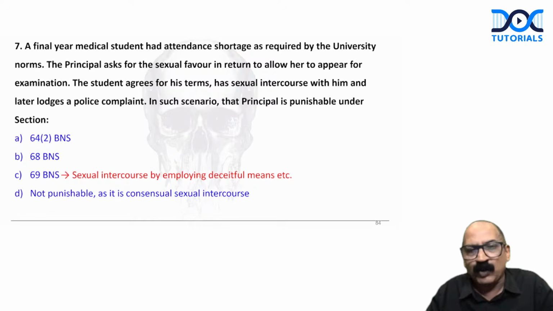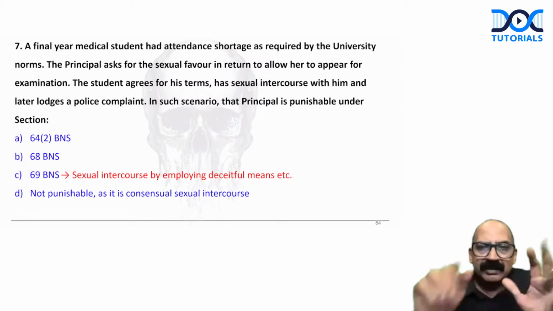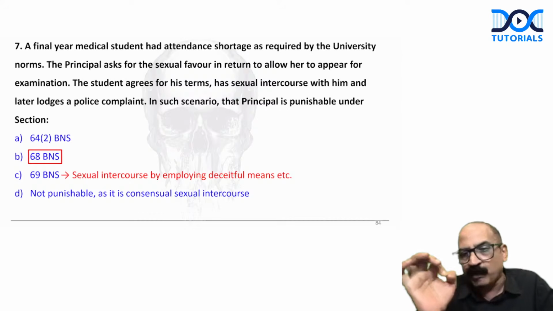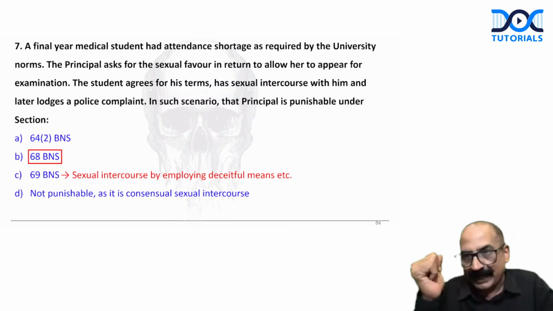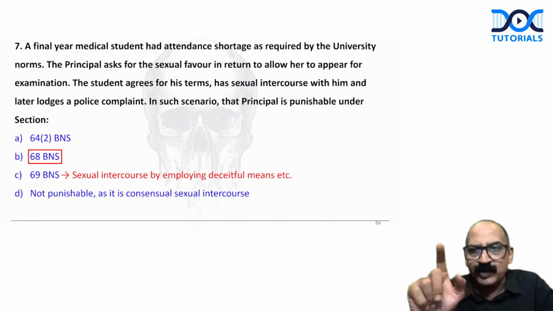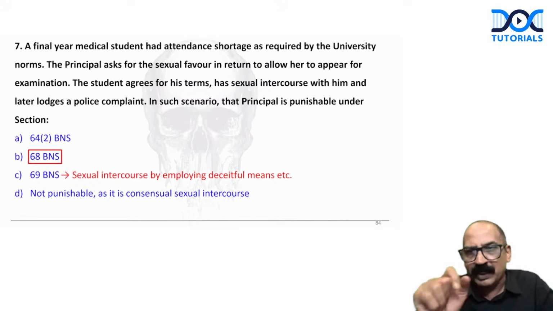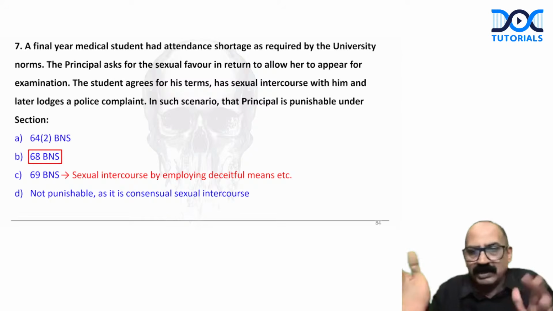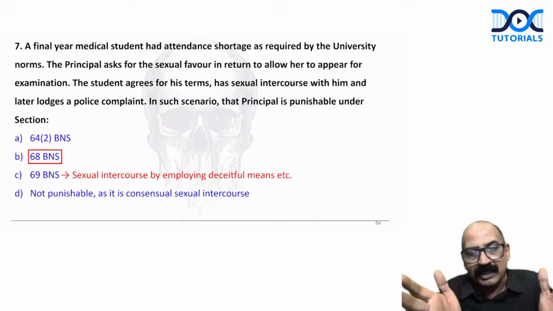Whereas in this question, I don't want to repeat the same. Here, punishable under 68 of Bharatiya Nyaya Samhita, whereas 69 BNS is not important for you. In your personal life, it may be important, but for forensic medicine exam, INI CET examination, it is not much important. Sexual intercourse by employing deceitful means, like false marriage. Or a person says, I'll give you a promotion if you have sexual intercourse with me, and he does not give promotion. All such deceitful means come under 69.